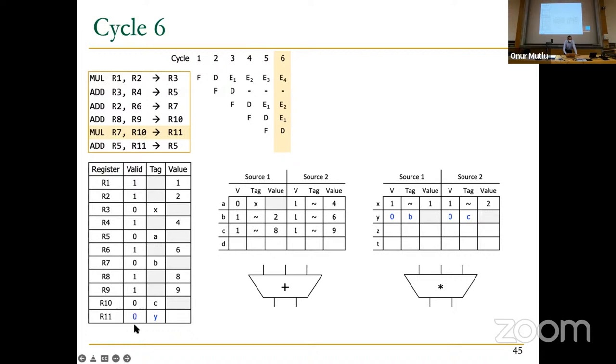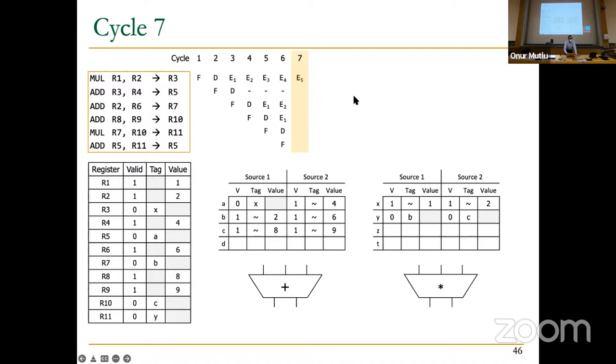And then we're going to rename R11 to Y, which is the reservation station entry that we allocated to multiply. Of course, we checked whether the reservation station entry was available. I'm assuming that at this point, because we have reservation station entries available. Okay, and then we fetch the next instruction. So cycle 7 is the last cycle where we finish decoding all the instructions that you see in this program.